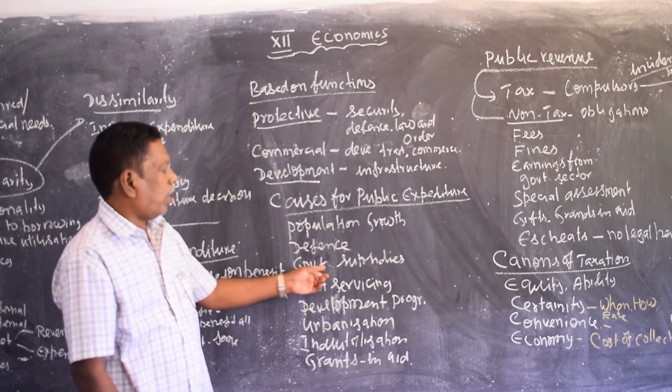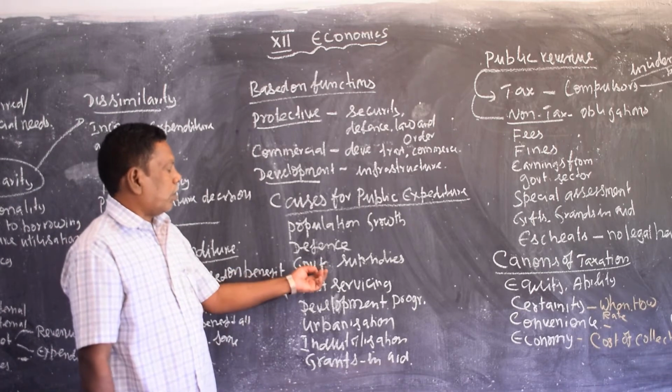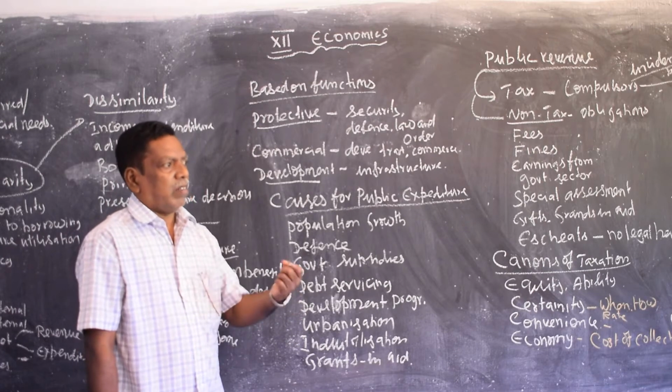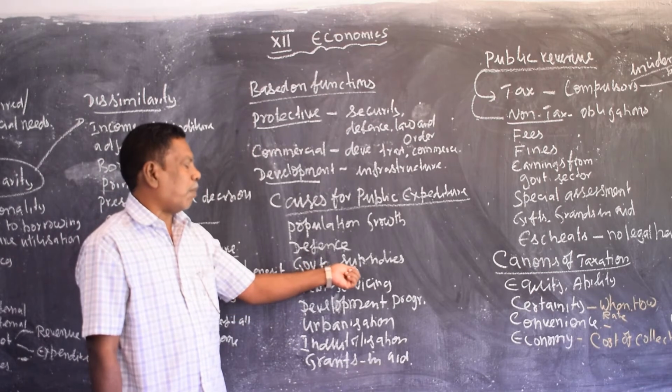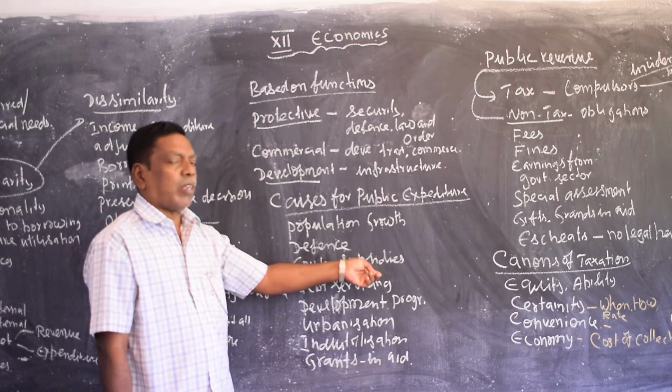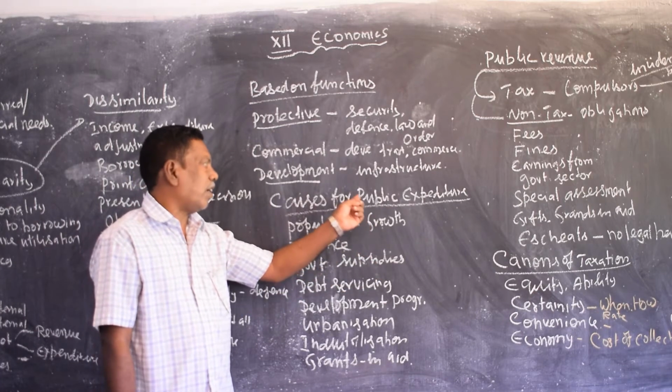And then governmental subsidies. Some groups of poor sections of the people are not able to make their living. So the government is giving some amount of concession, which comes under subsidies. So the provision of subsidies is also a public expenditure, and it is a reason.